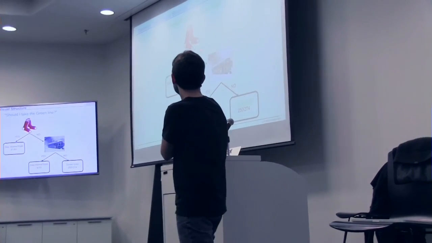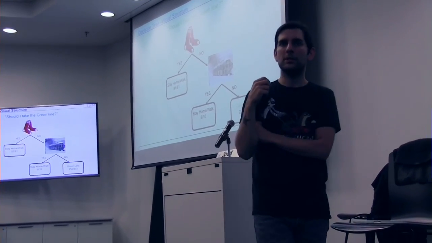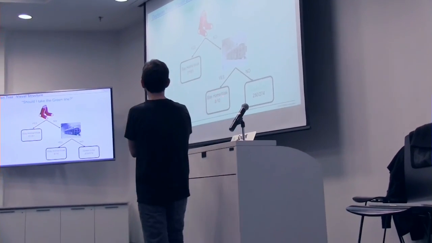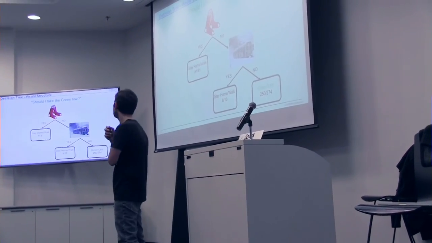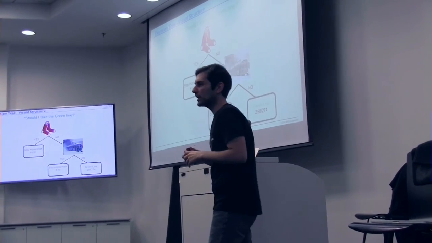Then we have this split. So if there's no Red Sox game, then I want to ask the question, is it snowing? If it's snowing, well, I don't want to take the green line. I'm going to stay home or walk as well. But if it's not snowing, then you're okay taking the green line.